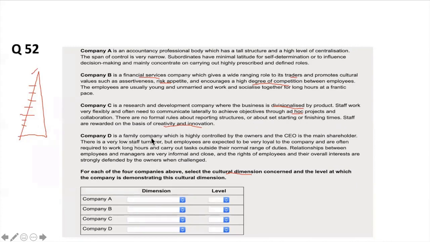Company D is a family-owned company which is highly controlled by the owners, and the CEO is the main shareholder. There is very low staff turnover, but employees are expected to be very loyal to the company and are often required to work long hours and carry out tasks outside their normal range of duties. Relationships between employees and managers are very informal and close, and the rights of employees and their overall interests are strongly defended by the owners when challenged.